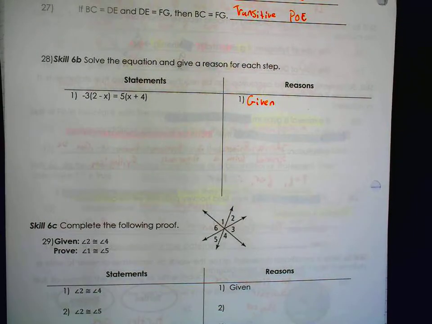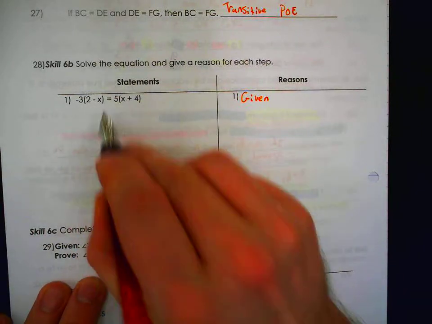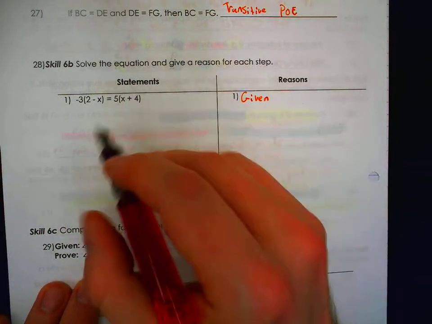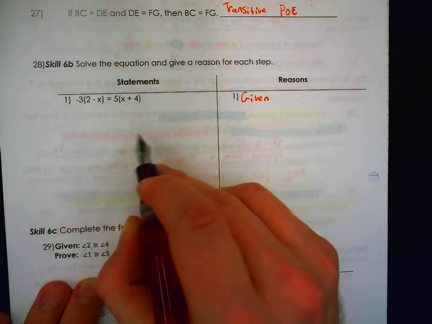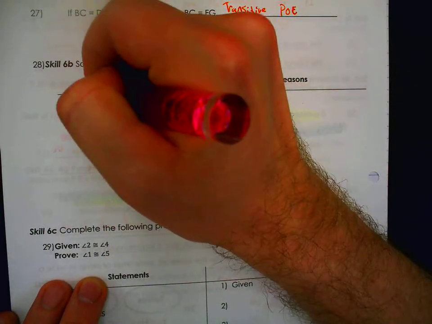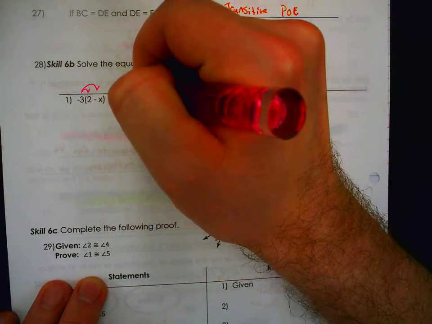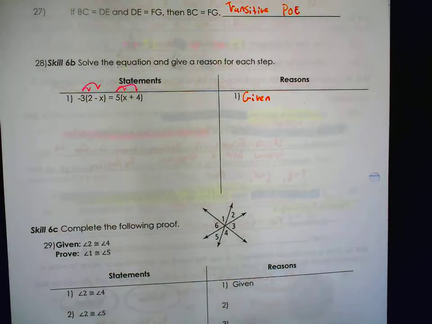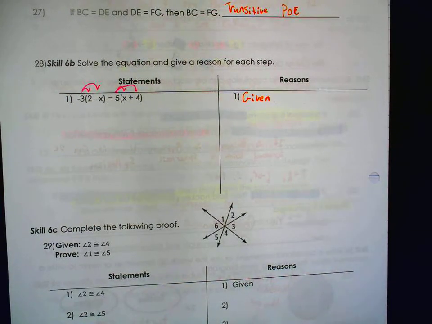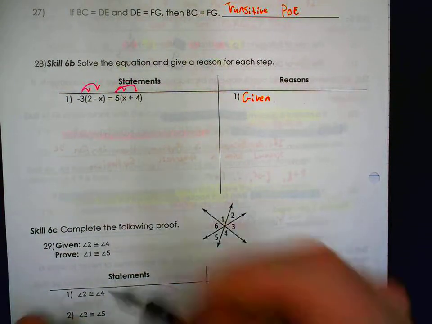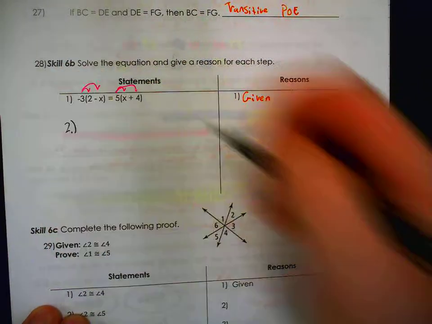And then to solve this algebraically, I would distribute. Now in a proof, we don't necessarily show our work. Instead, we just write down the result of what happens when we do that work on the next line. So I'm just going to put in pink my work here. I'm going to distribute that -3, and then I'm going to distribute that 5. But in the actual proof itself, I'm only going to write down what happens when I multiply.